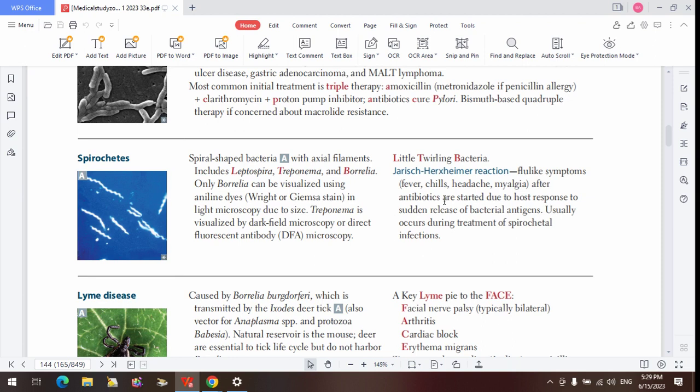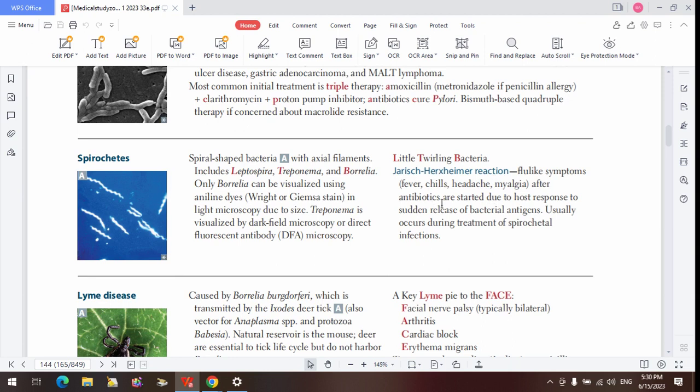So there's what we call the Jarisch-Herxheimer reaction. This is just a combination of fever, chills, headache, and myalgia after you have used antibiotics to treat any of these spirochete infections. If you give somebody that has Borrelia, Treponema, or Leptospira antibiotics, let's say penicillin for Treponema, after about 2 days they start developing the fever, chills, headache, and myalgia, due to the damage to the organism and the release of bacterial antigen. That can cause the Jarisch-Herxheimer reaction.